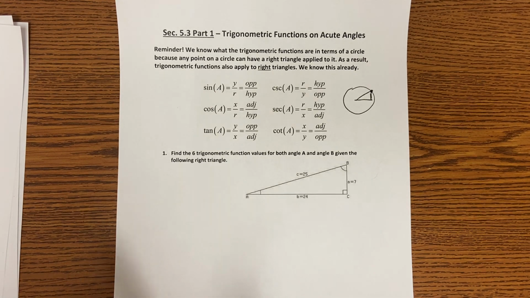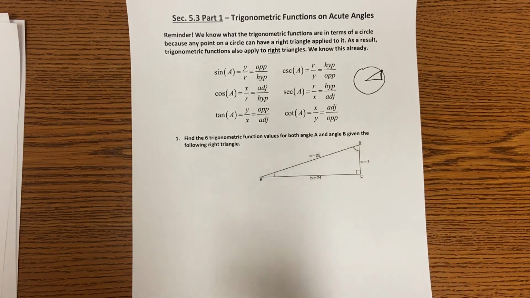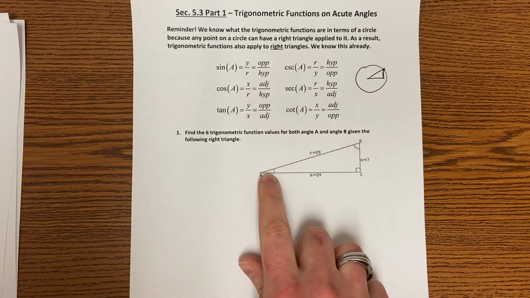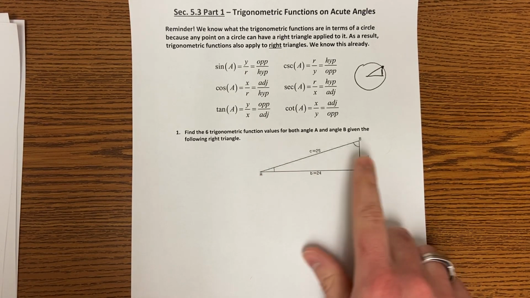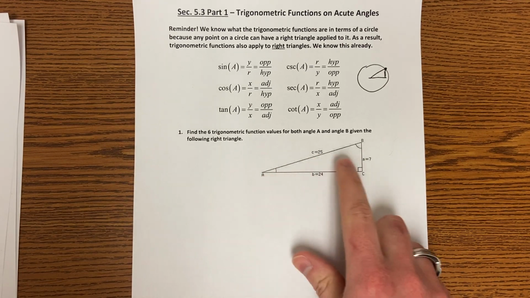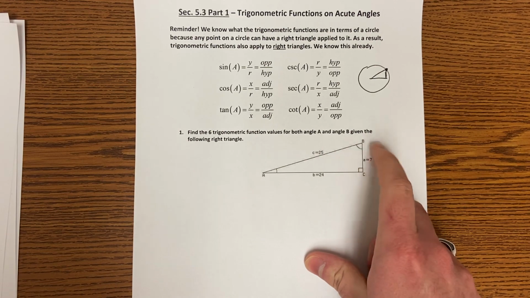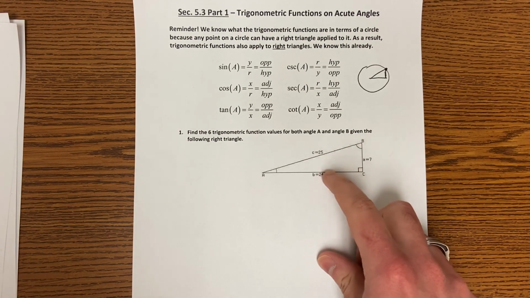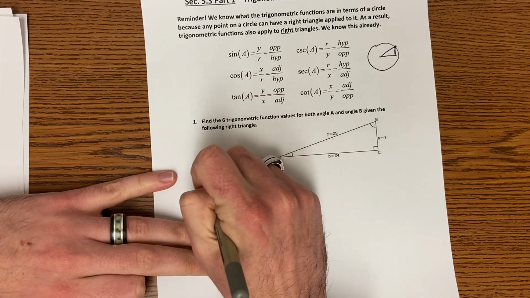Now again, this only applies to right triangles, but it also recognizes that the angle from which you are looking is important. For example, looking at this triangle down here, angle A, what's opposite angle A is side A. So sine of angle A, opposite over the hypotenuse, is different from sine from the perspective of angle B, because what's opposite angle B is different. So when they say find the 6 trig function values for both angle A and angle B, they're having you play with that perspective.